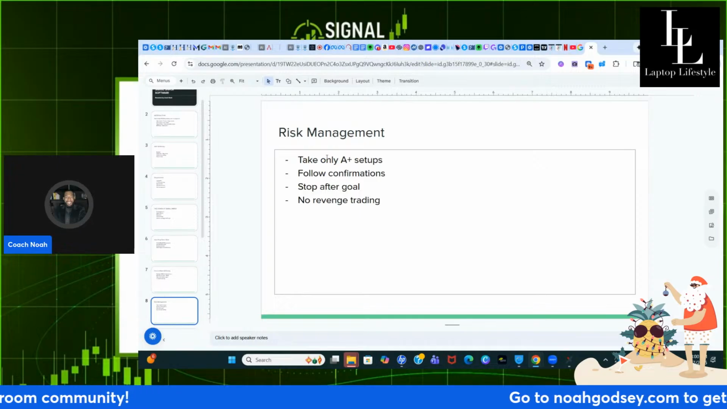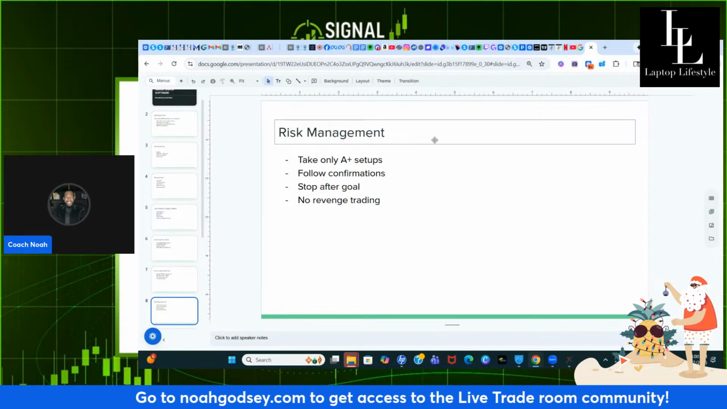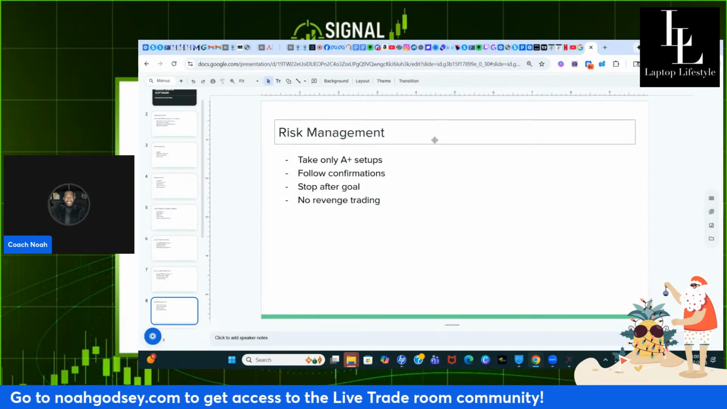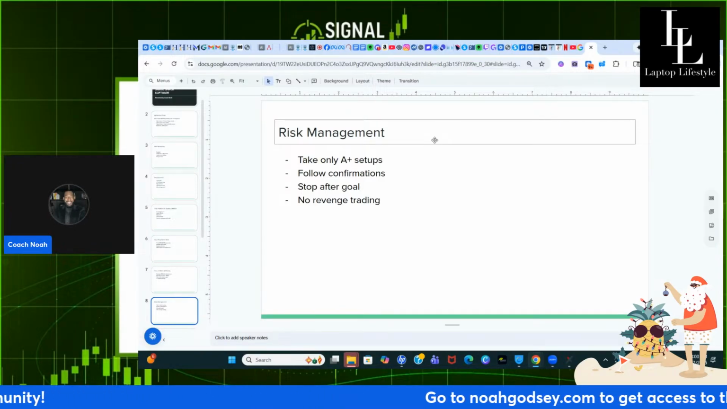Okay. So like I mentioned before, risk management, right? This is how you are going to be able to keep your accounts in scale. Most people can't do this. That's why they really waste money on prop firms, and they continue to blow accounts, because they can't use proper risk management for whatever reason.